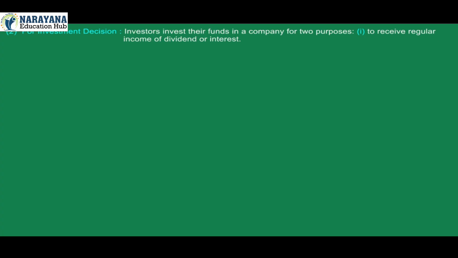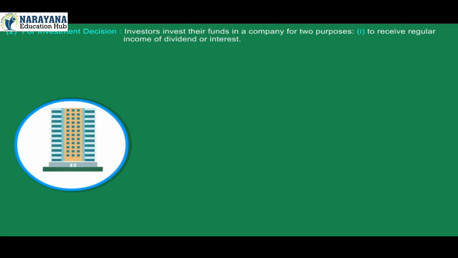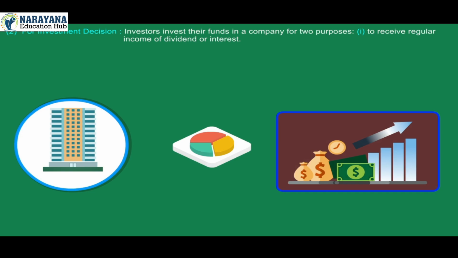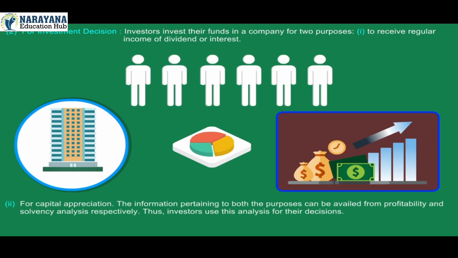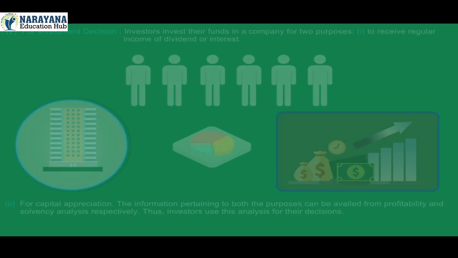2. For investment decision. Investors invest their funds in a company for 2 purposes. 1. To receive regular income of dividend or interest. 2. For capital appreciation. The information pertaining to both the purposes can be availed from profitability and solvency analysis respectively. Thus, investors use this analysis for their decisions.